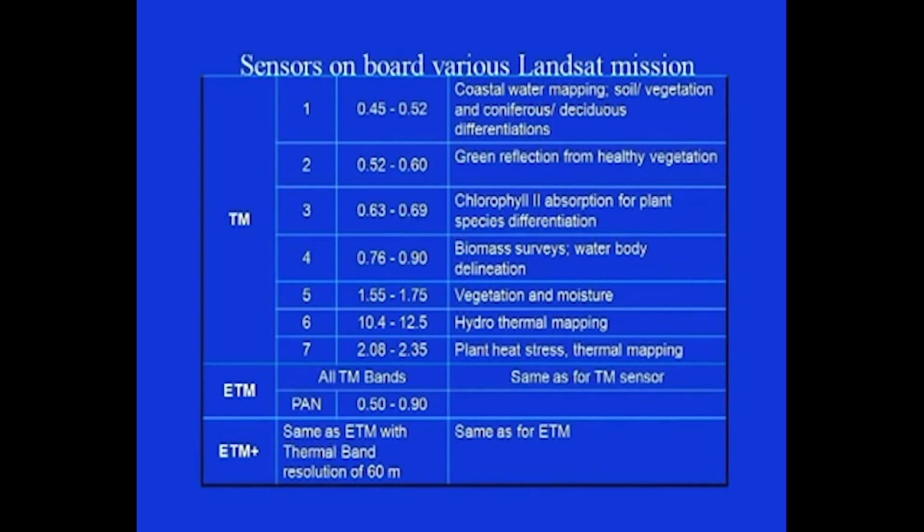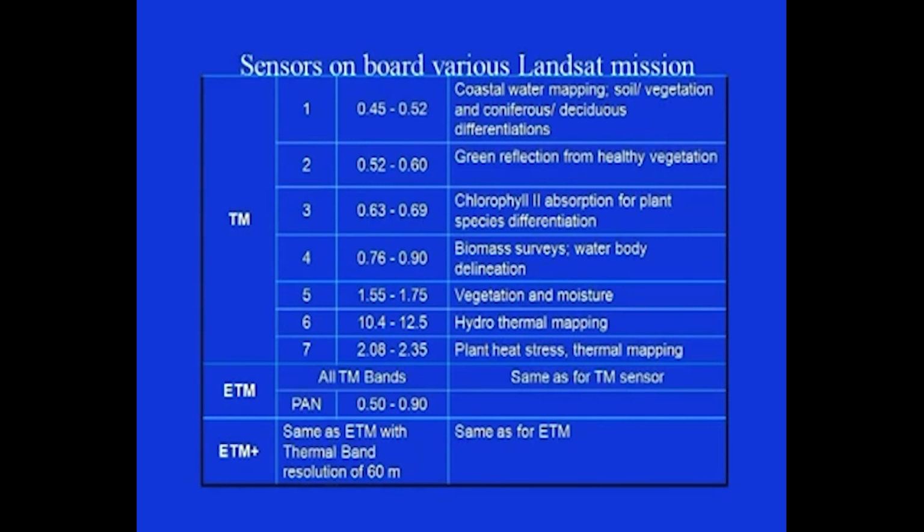TM4, which is operating between 0.76 to 0.9, can be used for biomass surveys and water body delineations. TM5, which is operating between 1.55 to 1.75, can be used for vegetation and moisture mapping.